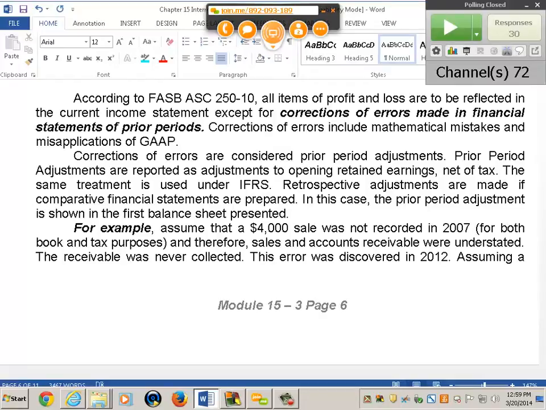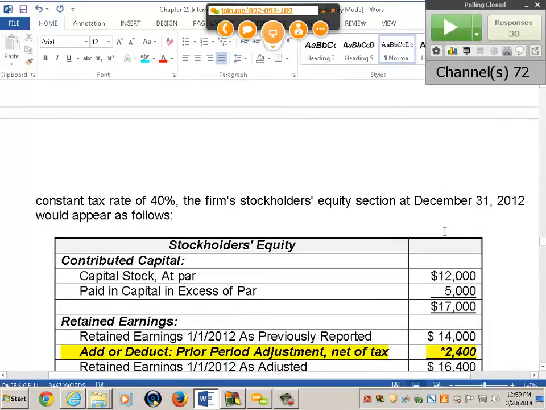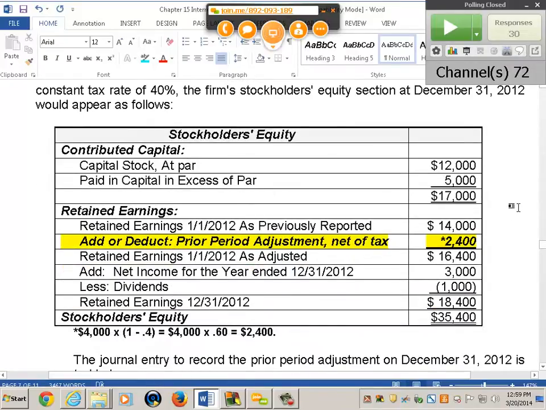You discover the error in 2012, and the tax rate, we'll assume, is 40%. This is going to be considered a prior period adjustment, and here's the way it would show up. Everything else in the stockholders' equity section is assumed, so the common stock or capital stock, paid in capital in excess of par, that's all presumed. The prior period adjustment must be reflected as an adjustment to opening retained earnings net of tax.